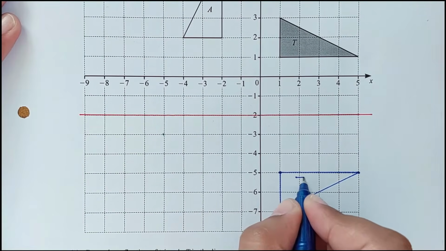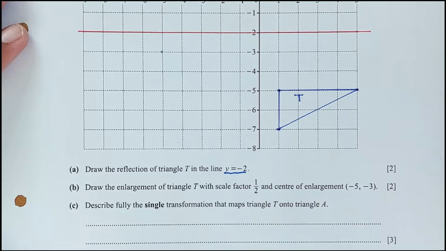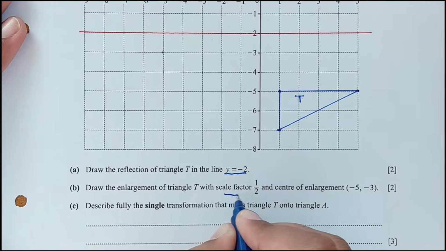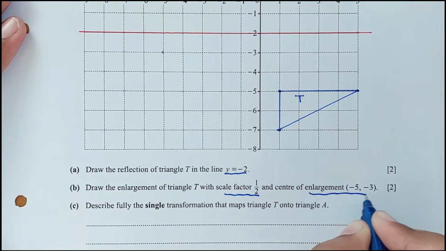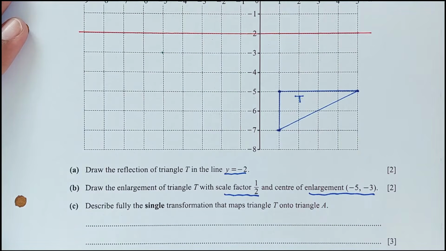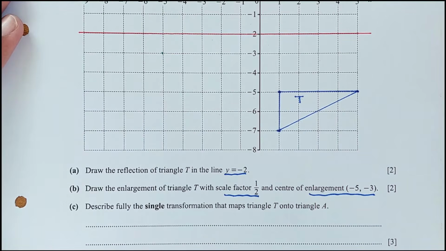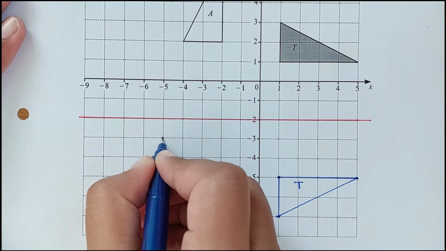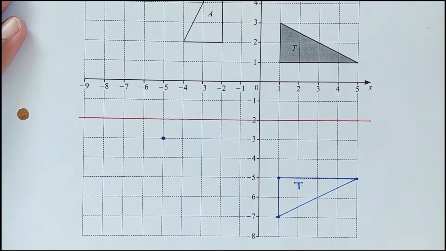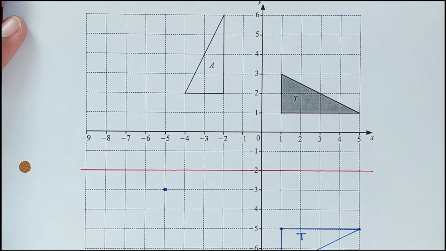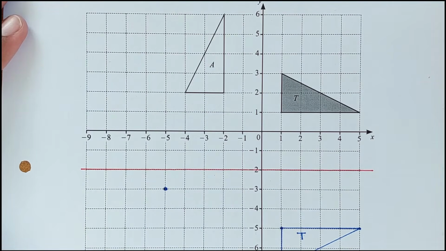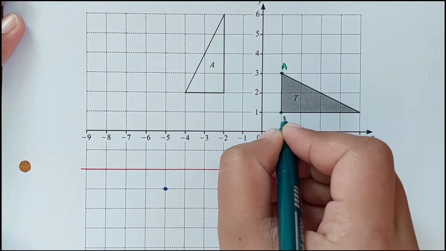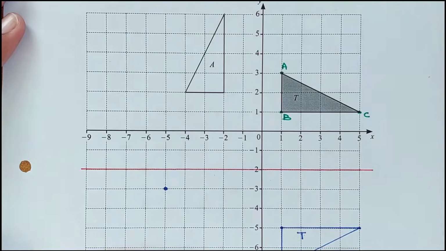Okay. Now for part B, draw the enlargement of triangle T with a scale factor 1/2 and the center of enlargement (-5, -3). So first let me check the center of enlargement. X is -5 and y is -3. This is going to be the center of enlargement. Now to find the coordinates of the enlarged shape, let's say this point is A, this is B, and this is C, right?